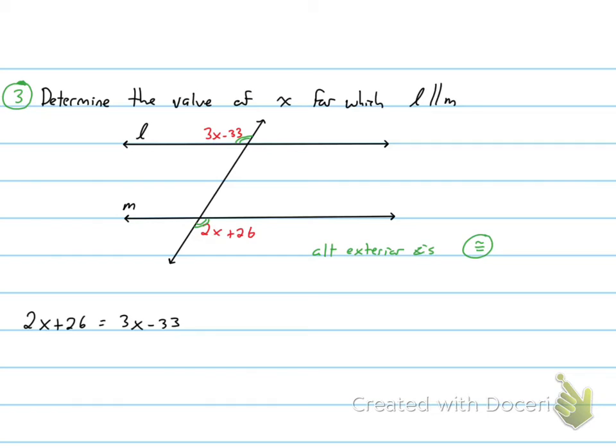And now I'm just going to solve for x. So I'm going to add 33 to both sides to get my numbers together. Then I'm going to subtract 2x from both sides to get my x's together. And I'm left with x needing to equal 59.